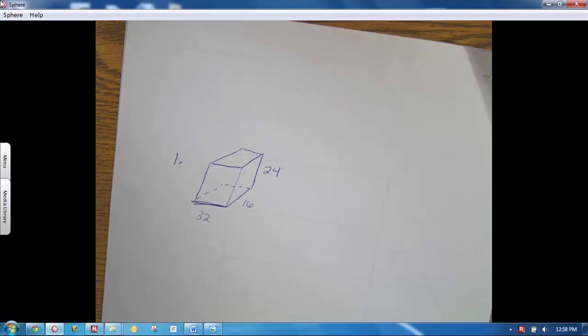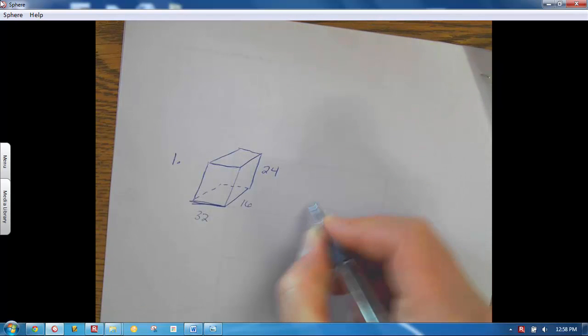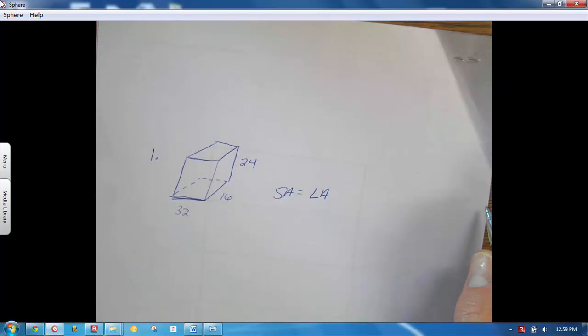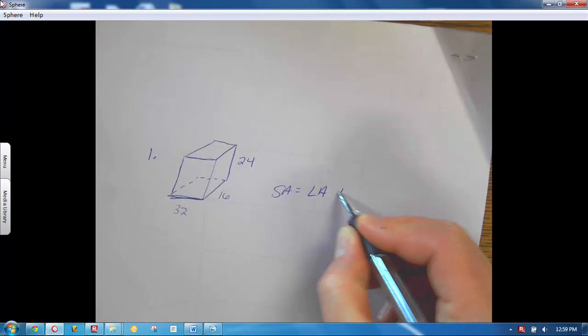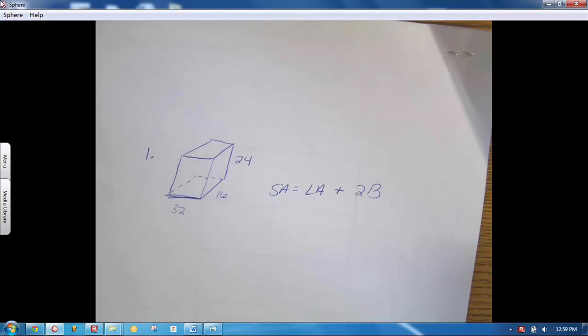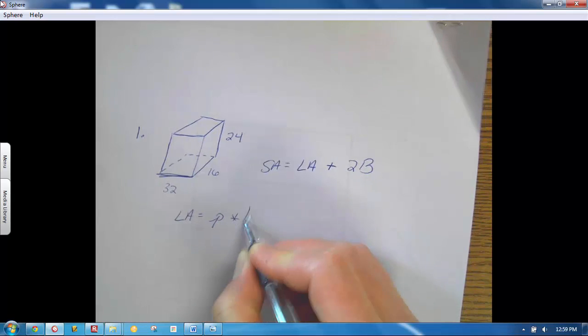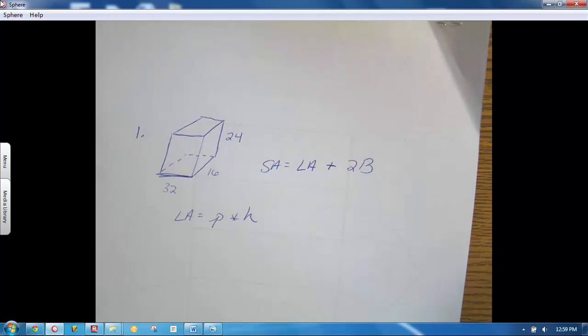So, we break surface area down into two components. The lateral area, which is the area of the sides, and to that we add two bases, because all of our prisms have two bases. So for this particular object, let's do lateral area first. And our formula for that: lateral area equals perimeter times height.